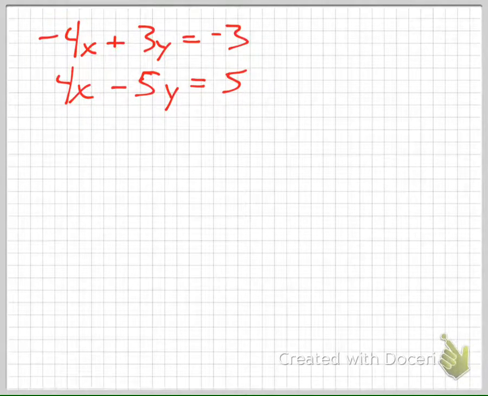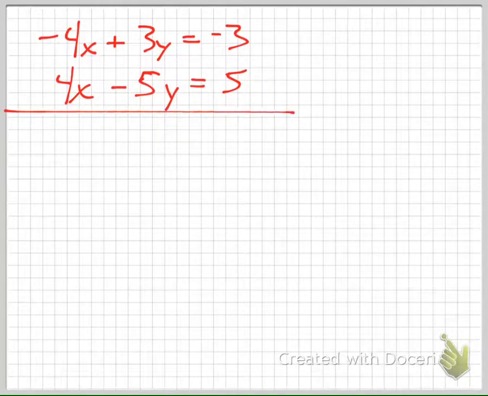I have a negative 4x and I have a positive 4x. So what am I going to do with them if I have one negative and one positive? I'm going to add them together. Does that make sense? Add them together, that's going to make 0. That's what I want. So let's do that right here.